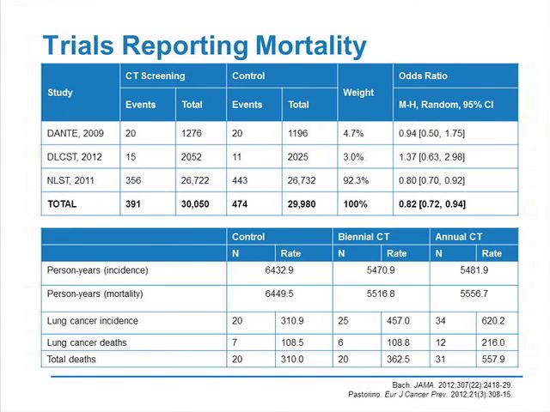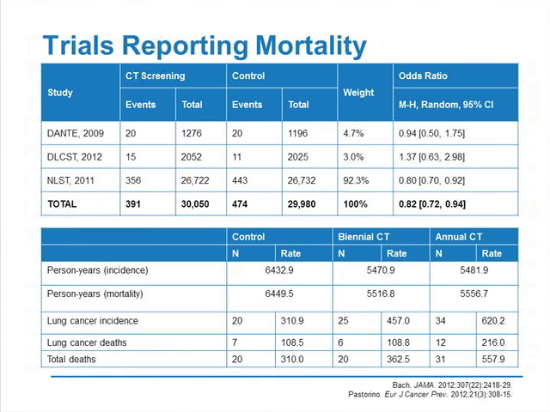Since the time the National Lung Screening Trial was published, there have been a few other controlled trials that have published mortality outcomes: the DANTE trial from Italy, a Danish lung cancer screening trial from Denmark, and the MILD trial also from Italy. None of these three trials has shown a mortality reduction. However, they're all quite small and probably underpowered to show that outcome. And when combined with the National Lung Screening Trial result, the overall effect is still benefit, mortality reduction.